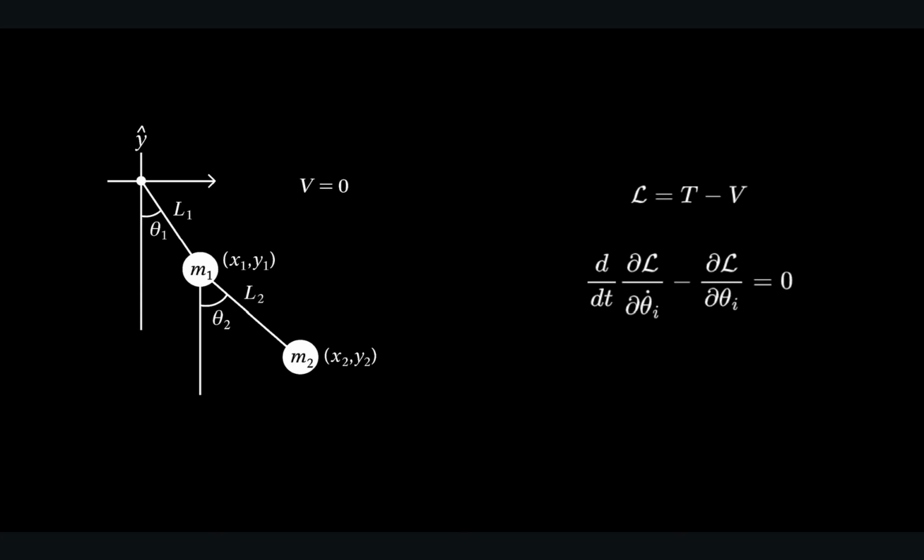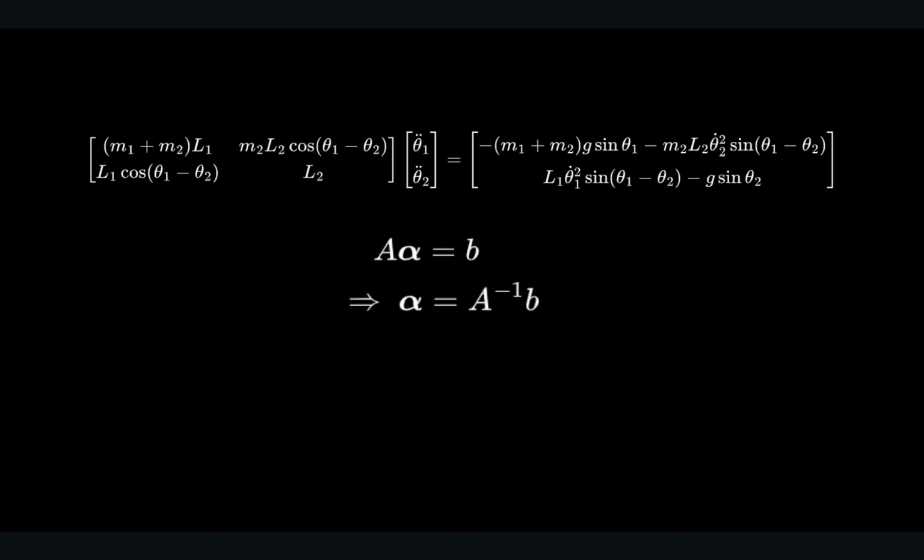The equations of motion follow from the Euler-Lagrange equation: d by dt of partial script L with respect to θi dot minus partial script L with respect to θi equals 0. After simplifying, the two coupled second-order equations can be written compactly in matrix form. This matrix equation is usually written as A alpha equals B. Thus, alpha equals A inverse B. These two quantities, θ1 double dot and θ2 double dot, completely determine the dynamics of the system.